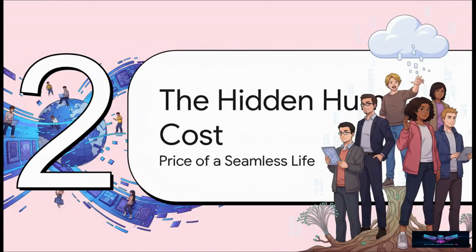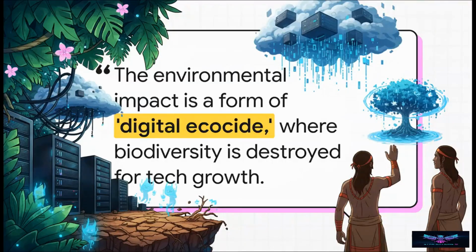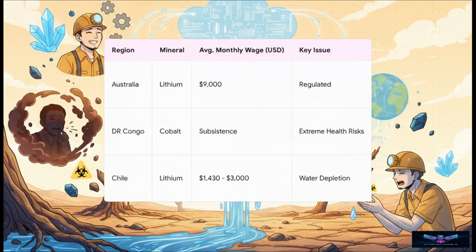And this is absolutely crucial. This extraction isn't just about data or minerals. It has a deep, hidden human cost, a price that gets paid for our seamless, easy digital lives. So let's actually take a look at what that price really is. The environmental toll is so staggering that some have started calling it digital ecocide. I mean, just think about that term. To build the physical footprint of the cloud, entire ecosystems are often completely destroyed. Biodiversity is sacrificed for technological expansion, and indigenous lands are very often the first places targeted for this kind of resource extraction.